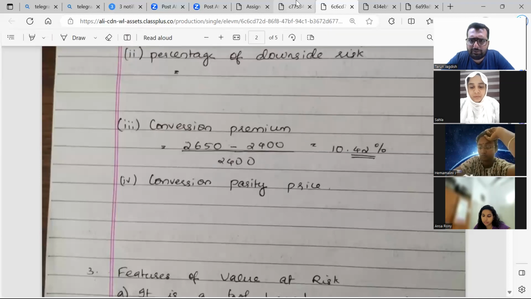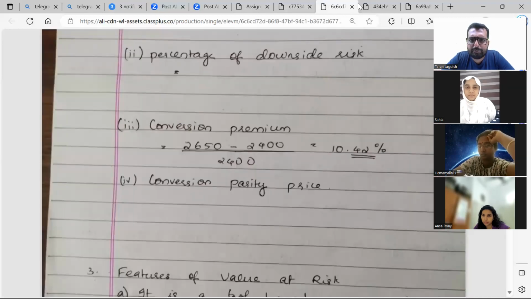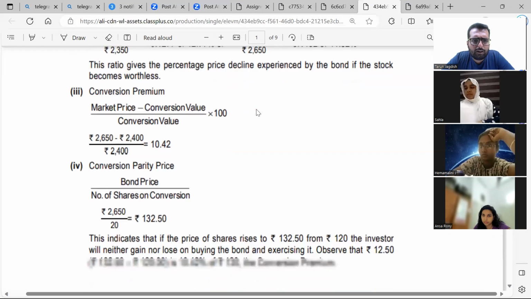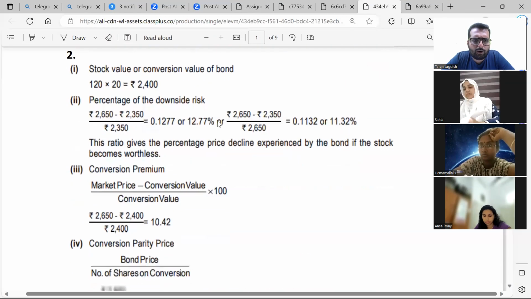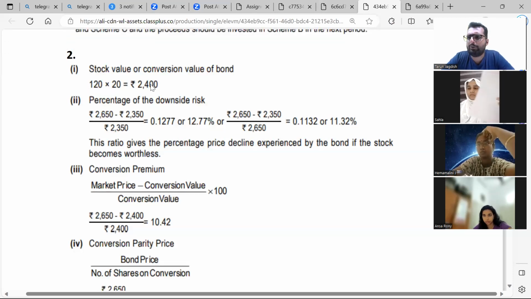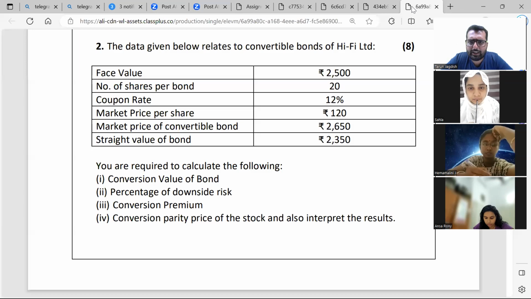Let me check if the answer is correct. First one, you got the answer as 2400. Your answer is right. Even here, in the suggested answer, they have not given the formula. But from an exam point of view, let's not take any risk. We'll write down the formula for each and everything. All right. Next one, you got 11.32%.